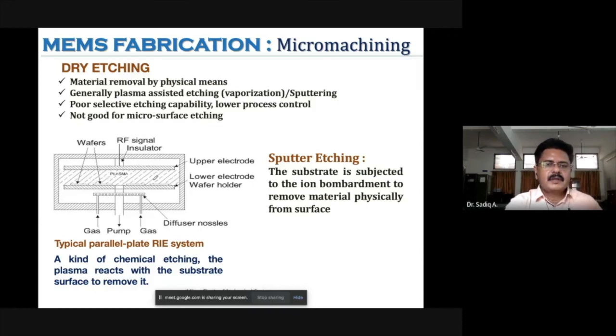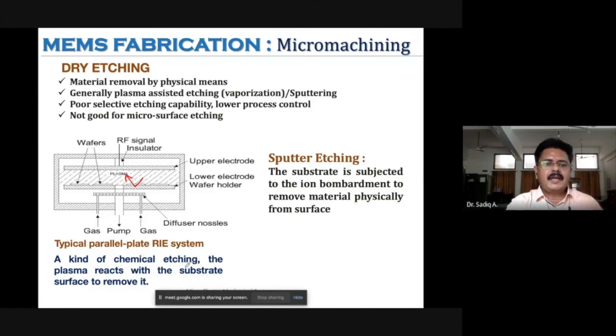In this process, when an RF signal is given, the gas will be ionized, and the ions are used to knock out the material from the surface. Sometimes the ions can react with the material on the surface to remove it also. That means there are two possibilities. Either the ions react on the surface, that means a chemical reaction happens to remove the material. The second possibility is sputtering, that is, high energy or high momentum ions come and knock out the material from the surface. So in reactive ion etching, both chemical etching and sputtering happen.